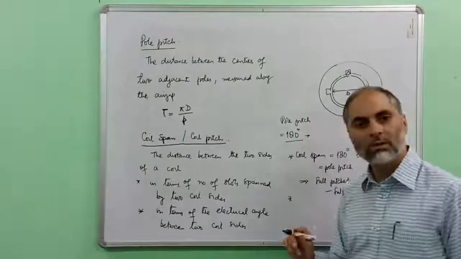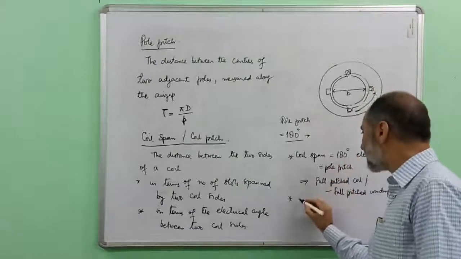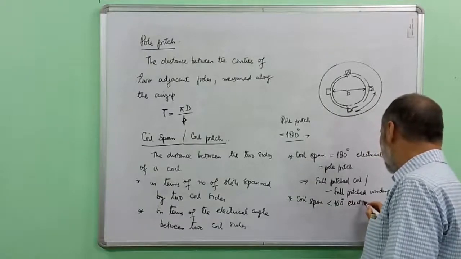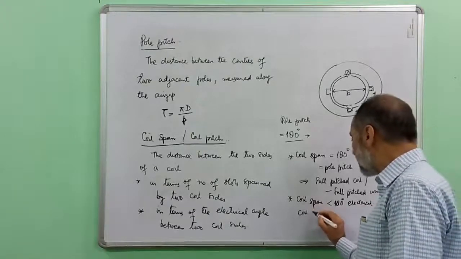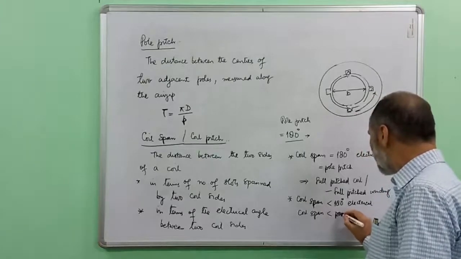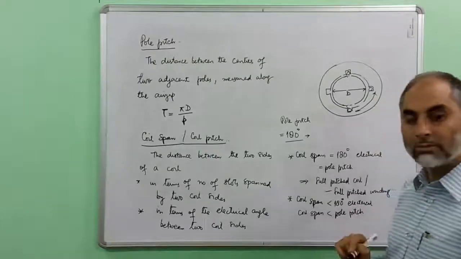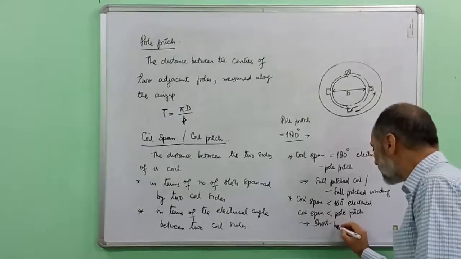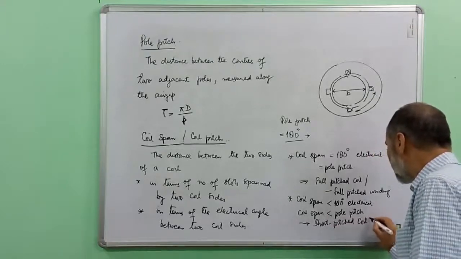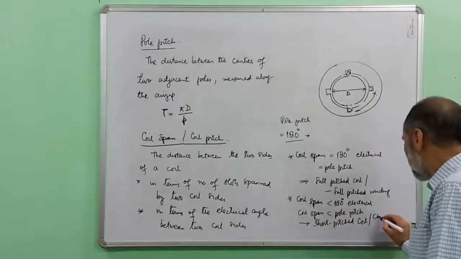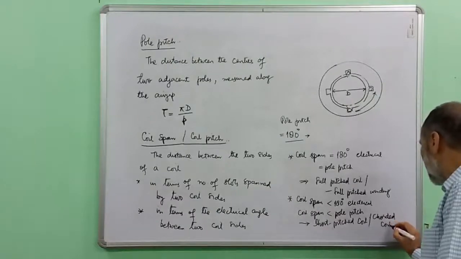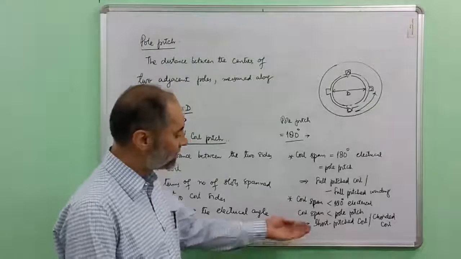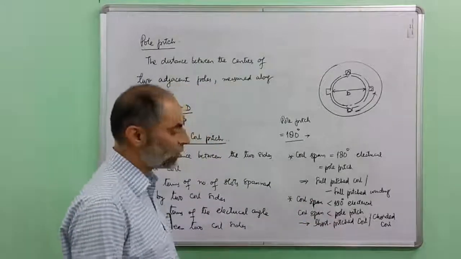And sometimes deliberately the coil span is kept lesser than 180 degrees electrical. Or in other words, if the coil span is less than the pole pitch, the coil is known as a short pitched coil, also known as a chorded coil. So we have a short pitched coil or a chorded coil, and the winding which is formed by short pitched coils is known as a short pitched winding.